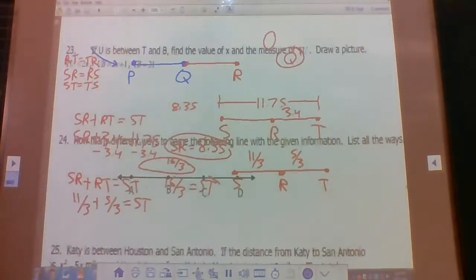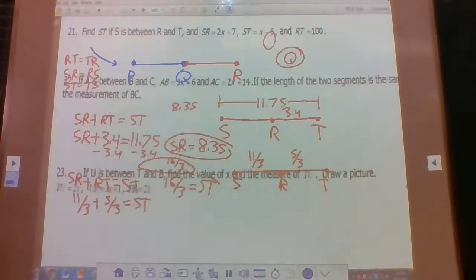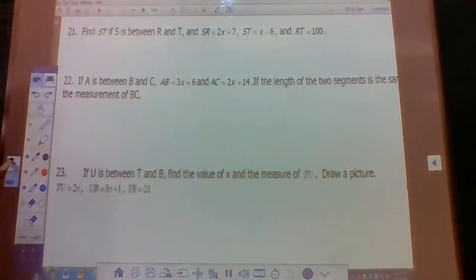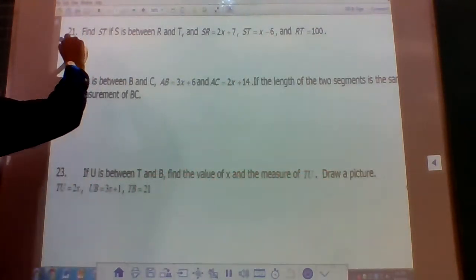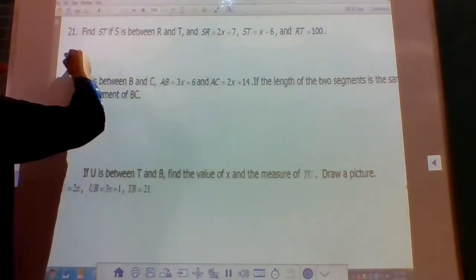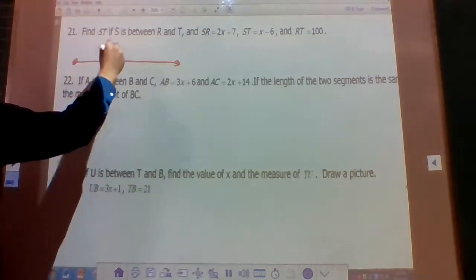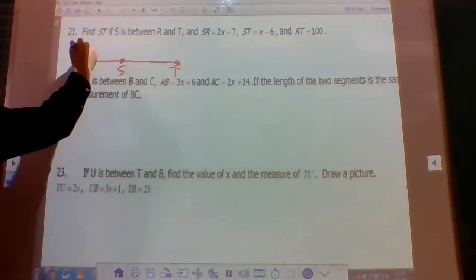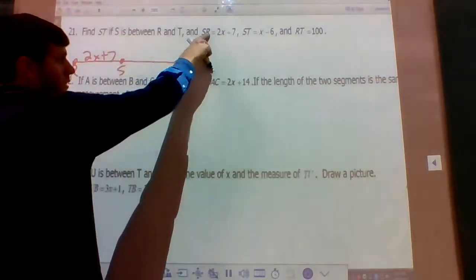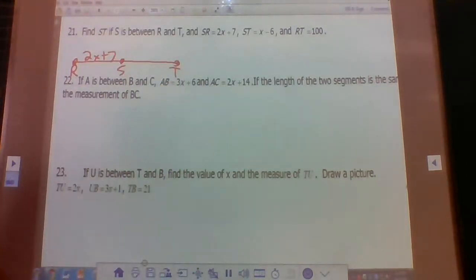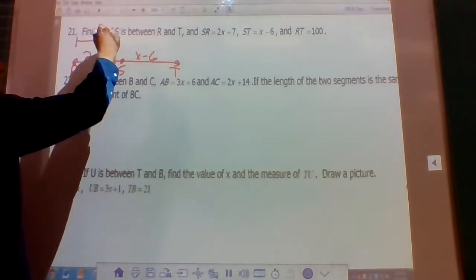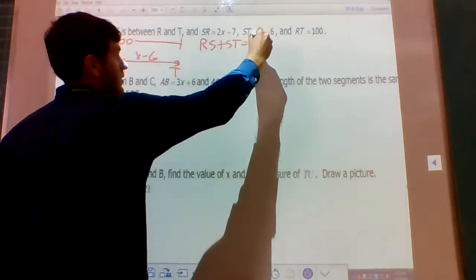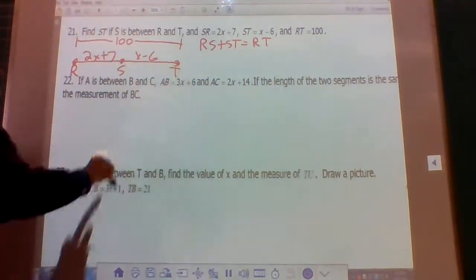Okay. All right, number 21, what do we got left? Find ST if S is between R and T. It's not a very straight line. And SR or RS is 2x plus 7. So again, it doesn't matter, SR is the same as RS. And ST is x minus 6. And RT is 1. Okay, so our equation here is going to be RS plus ST equals RT. The first piece plus the second piece equals the whole thing.